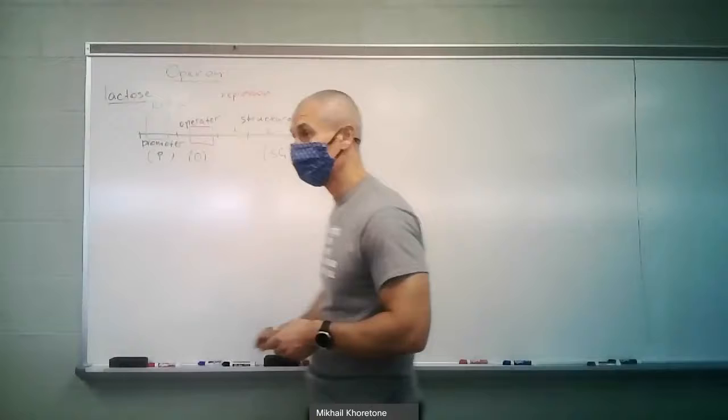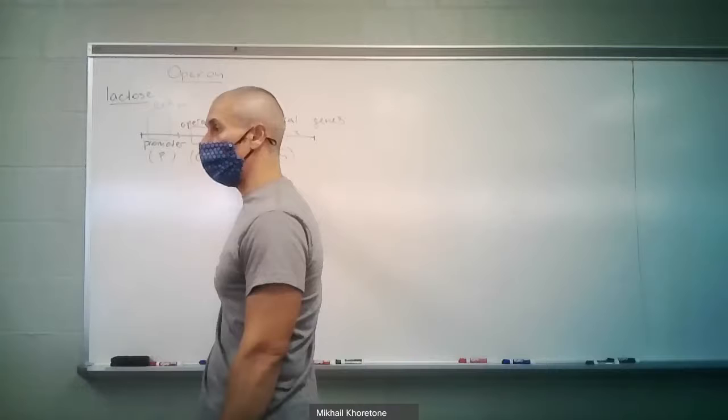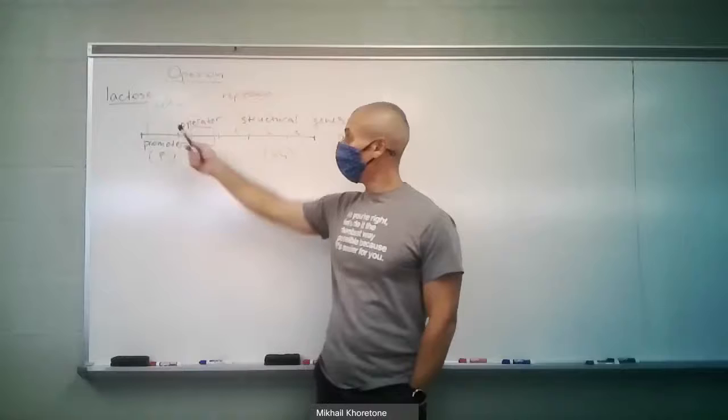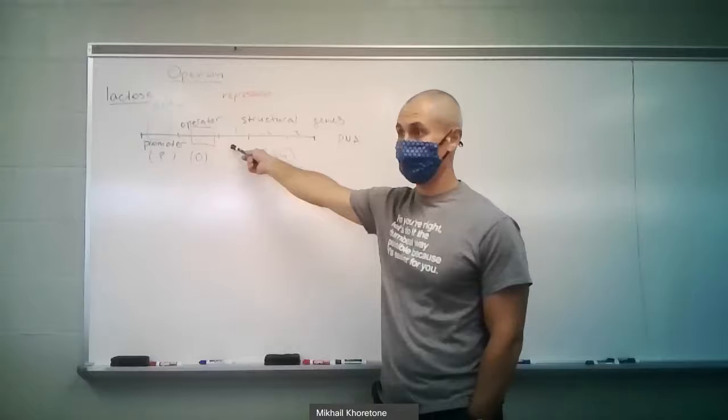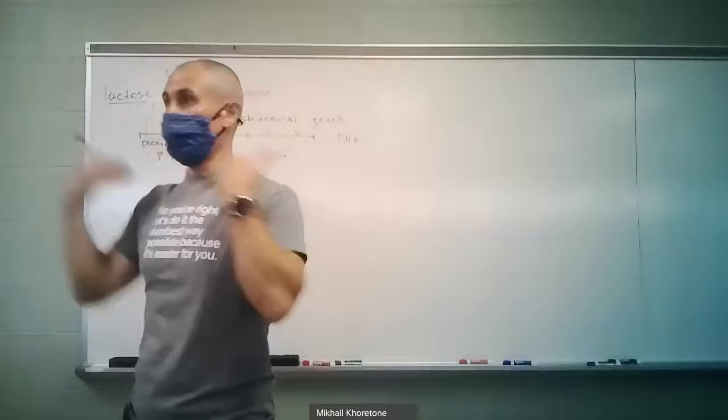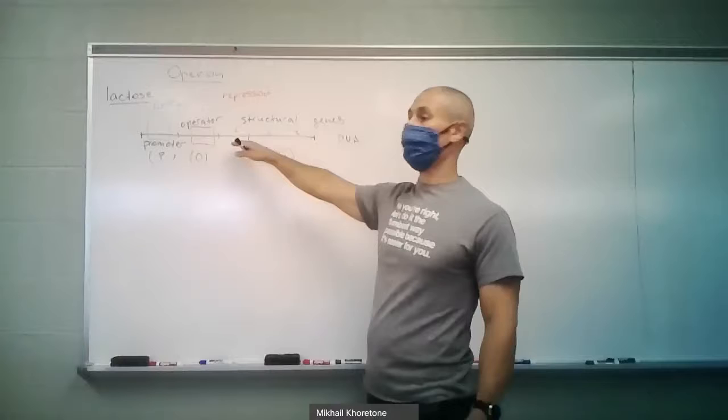Let me ask you this. When there is a repressor bound to the operator sequence of DNA, can RNA polymerase move to the right? The repressor is sitting on the operator, like if I stand in that door, you cannot go through. I'm not going to let you. Make sense? There's no transcription. Genes are not expressed, enzymes are not produced.